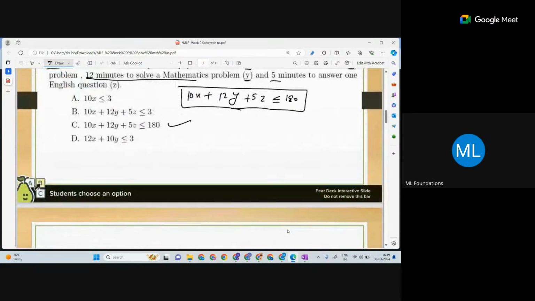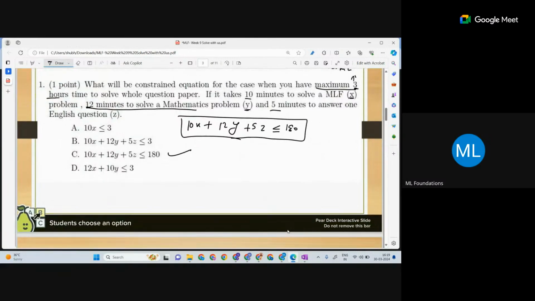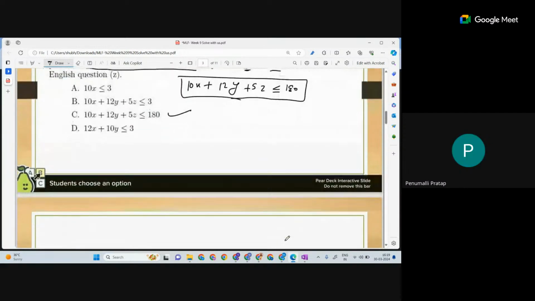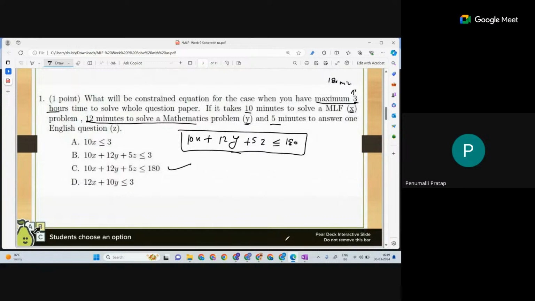I hope everyone got the answer and is clear with this explanation. B is correct, sir. We can also mark it as right. Second one also, yes, sir. Because they have given 3 hours, so if we want to change this into minute form, then it would be good. Yes, sir. So that's why the third option is correct.